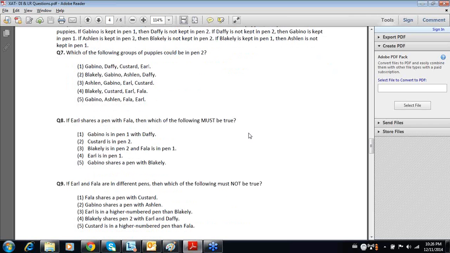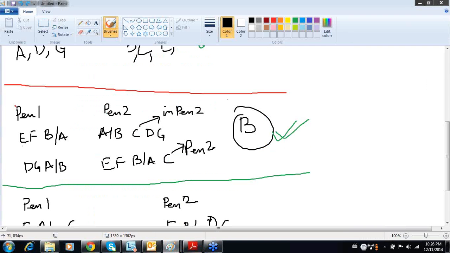Okay. Now let me go to question number 8. Question number 8 says, if E shares a pen with F, then which of these following must be true? Now, E shares a pen with F. So two conditions we know: that A and B are not together, A and B are in different pens, and D and G are together. Okay. So say E and F are in pen 1. So one of B or A has to be in pen 1 because both of them cannot be together. So say B or A.